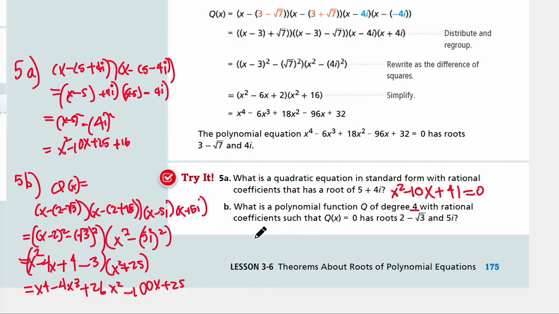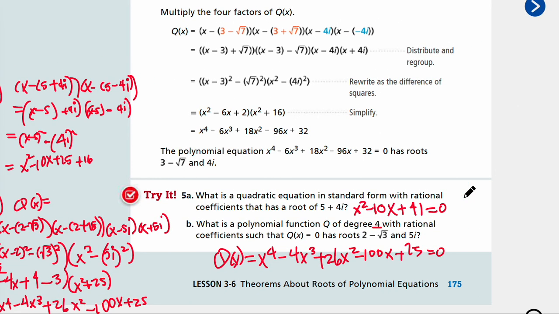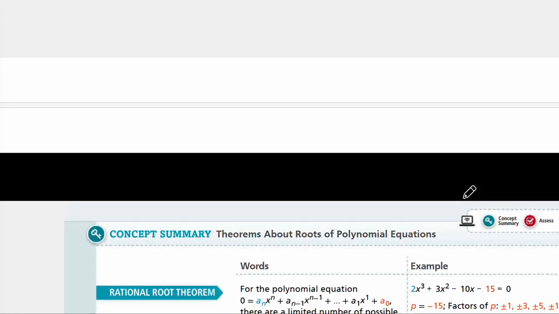So q of x is equal to x to the 4th power minus 4x cubed plus 26x squared minus 100x plus 25, and that's equal to 0. Okay, good. Check your answers and see if you got it right. If you did, great job. And that was your last Try It. Great job. Let's summarize our lesson.